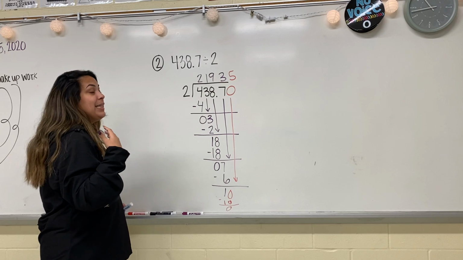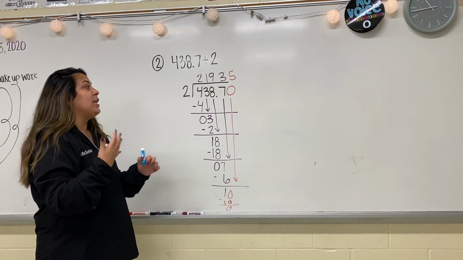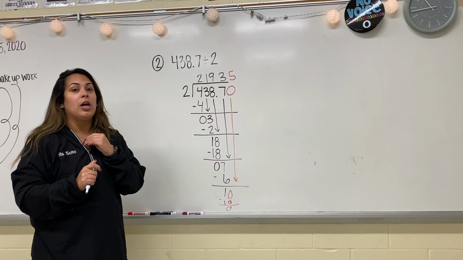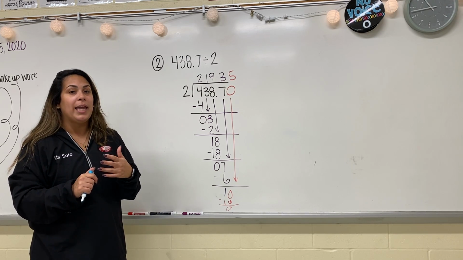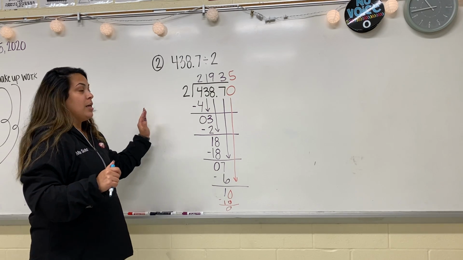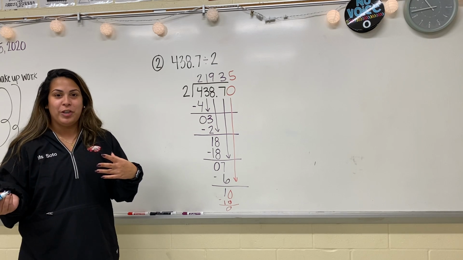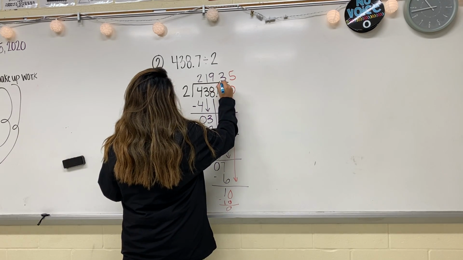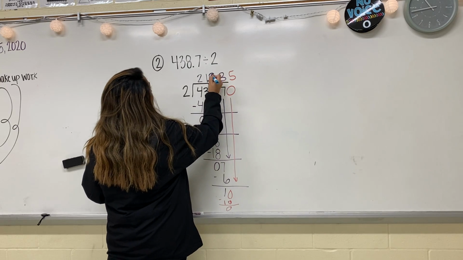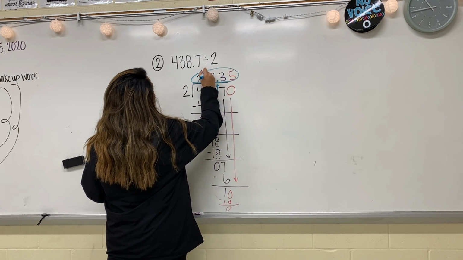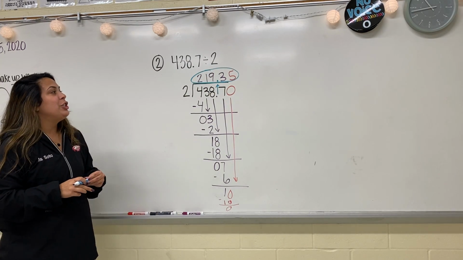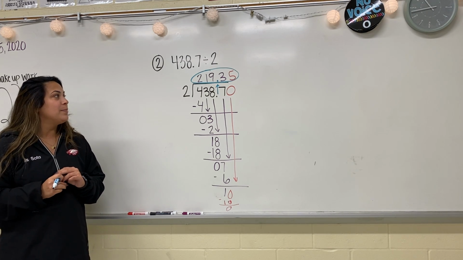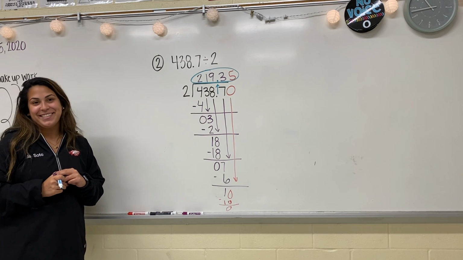Now, we are done dividing, but we're not done with our answer. Remember, if we're working with decimals, our answer has to have a decimal point somewhere in the answer. Division's super easy when it comes to figuring out where the decimal point goes. You just bring the decimal point to the top. And our answer is 219 and 35 hundredths.